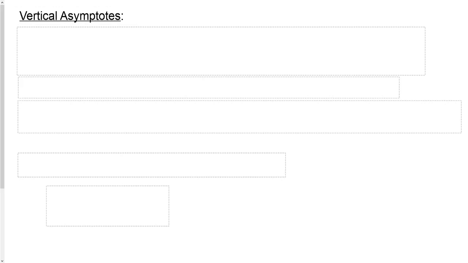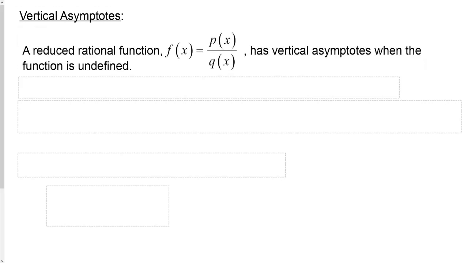Vertical asymptotes. A reduced rational function f of x equals p of x over q of x has vertical asymptotes when the function is undefined. One thing I'll point out now: on the slide for the x-intercepts, the definition also said that f of x had to be a reduced rational function. I'll discuss what it means to be reduced in a little while, when we see what happens when it's not reduced.